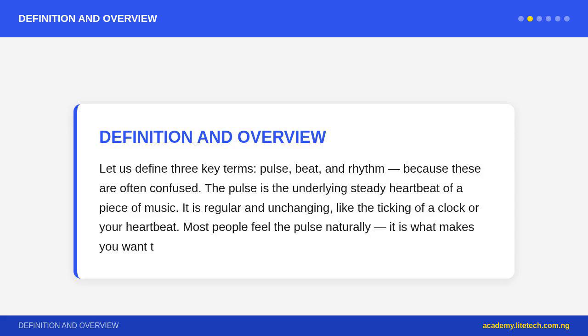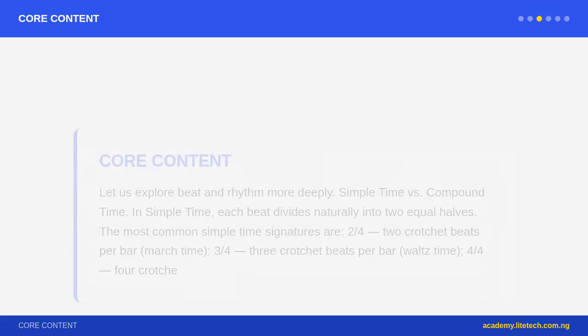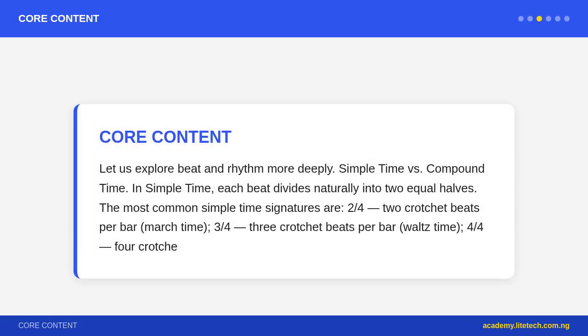In compound time, each beat divides naturally into 3 equal parts. The most common compound time signatures are 6/8, 2 dotted crotchet beats per bar, each dividing into 3 quavers; 9/8, 3 dotted crotchet beats; and 12/8, 4 dotted crotchet beats. Compound time creates a lilting, swinging, or galloping feel. Much traditional Nigerian music, especially highlife and juju, uses compound rhythm patterns.